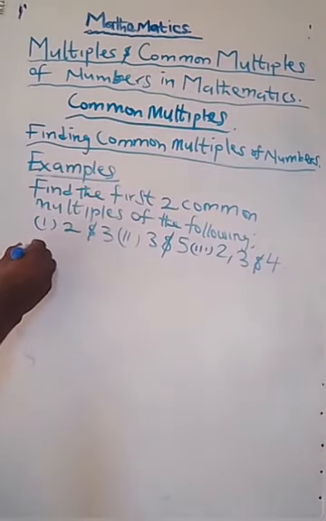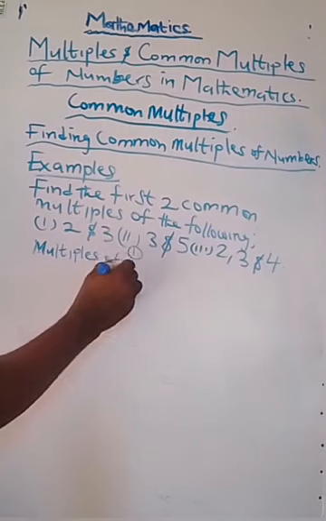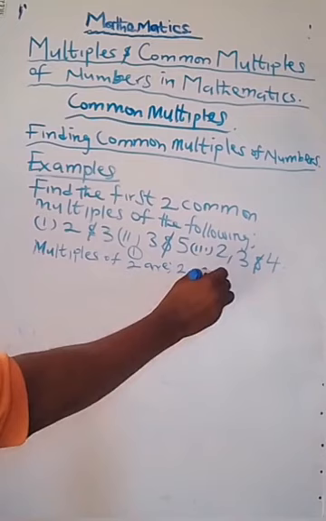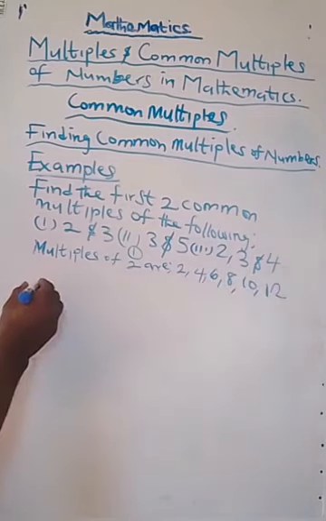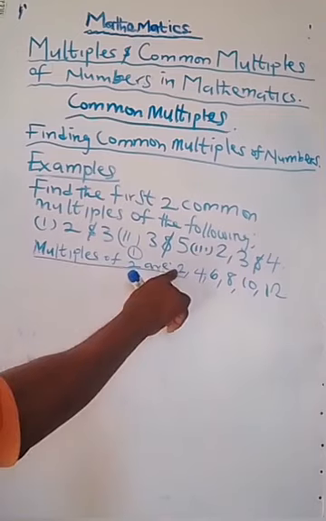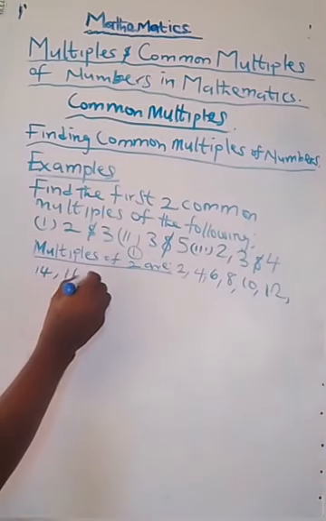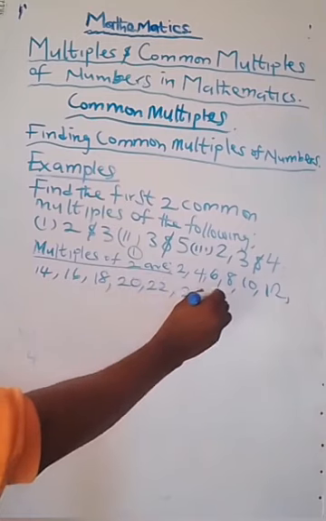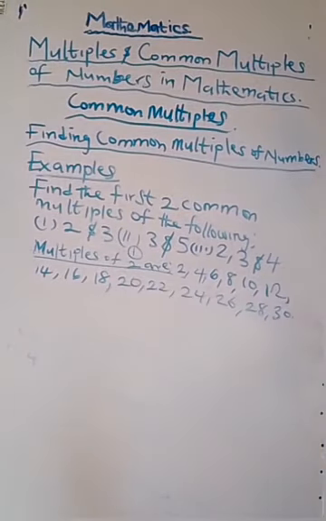Now, multiples of 2 are 2 itself, 4, 6, adding another 2, 8, another 2, 10, another 2, 12, another 2, 14, 16, 18, 20, 22, 24, 26, 28, 30. So these are multiples of 2.